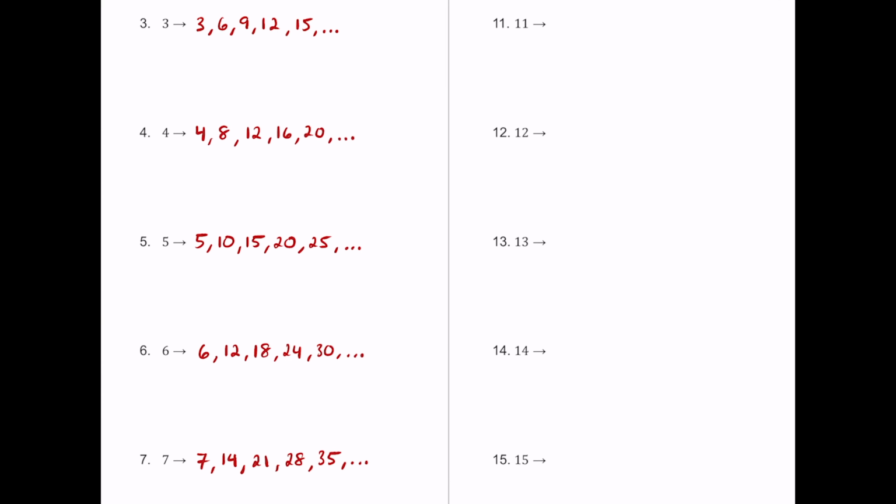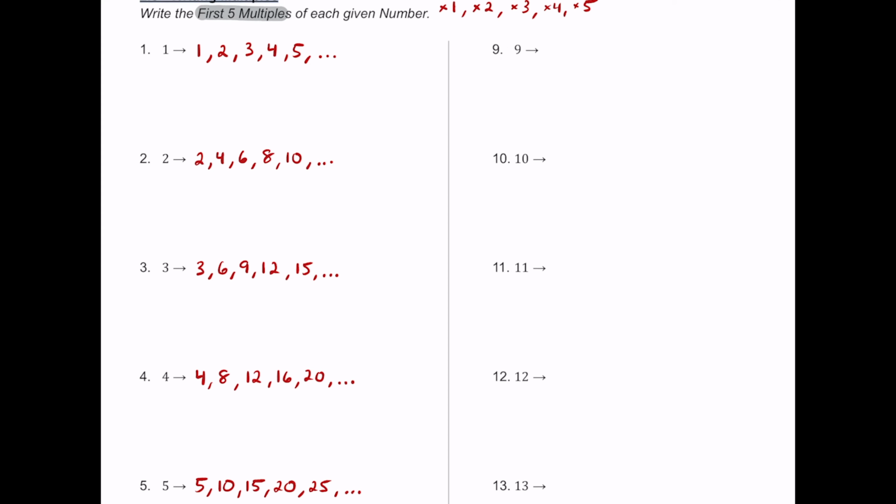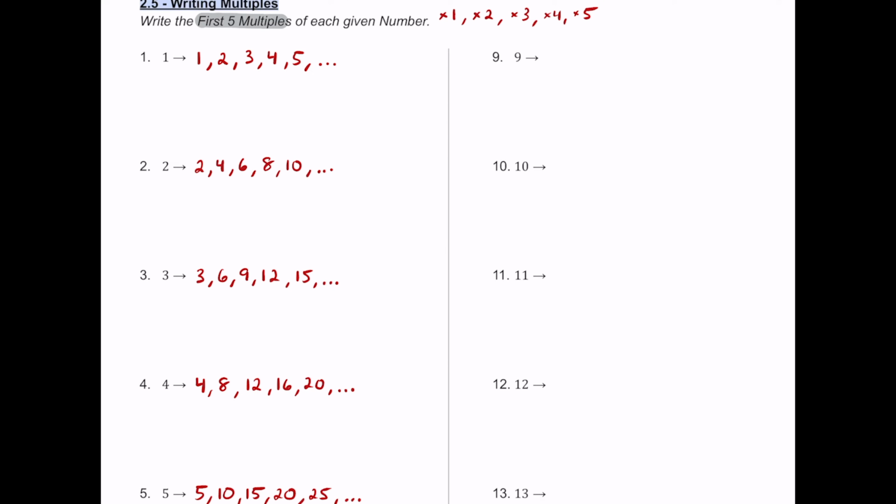Moving on to number 9. For number 9, we have the number 9 here, so we'll start with 9, 18, 27, 36, 45. Then for number 10, we have the number 10, so we have 10, 20, 30, 40, and 50.